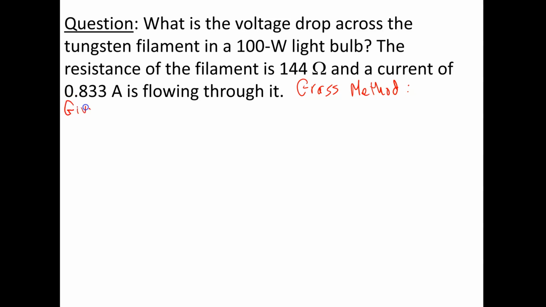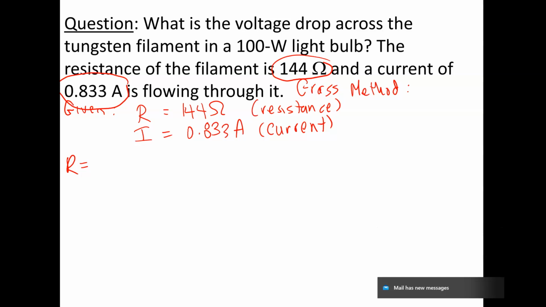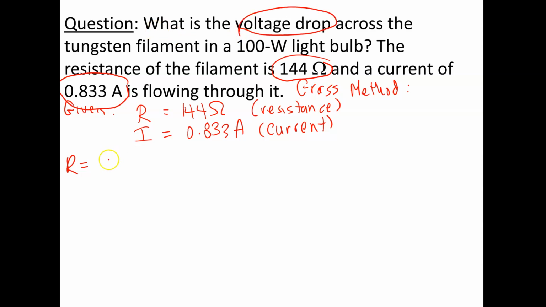The first thing that we do is write down what we are given. We are given the resistance, which is 144 ohm, and we are given the current, which is 0.833 amp. And I apologize for this writing again. It's very difficult to write when a screen is upright. And so what is required? Required is, what is the voltage drop? So voltage is basically required.